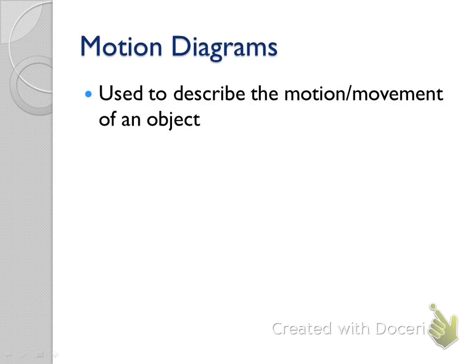That right there is what we call a motion diagram. Really original name for it. It's used to describe the motion or the movement of an object. And that motion diagram was even more complex than our motion diagrams have to be. We're going to draw diagrams for some of our problems, and they're going to be much more simplistic than that.